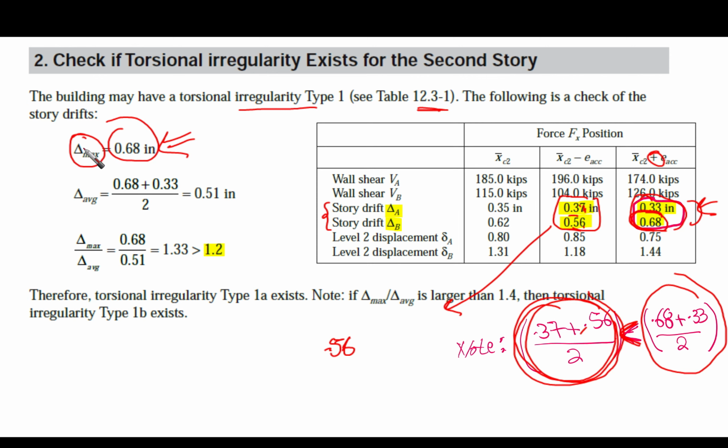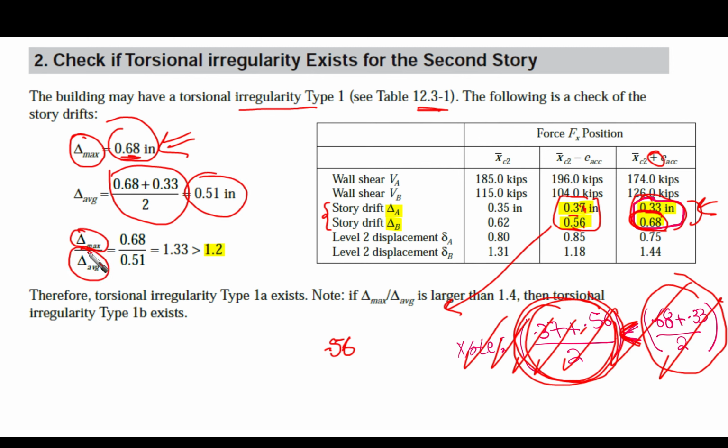Okay, so that's what we have done here, 0.68. So forget about this now, and let's go with the 0.68, which is the maximum, and the corresponding average is going to be 0.68 plus 0.33, both of them, over 2. This is 0.51, and the ratio between delta maximum over delta average is 0.68 over the average. It is 1.33, which is higher than 1.2. This qualifies it to horizontal irregularity number 1, so it is 1A.